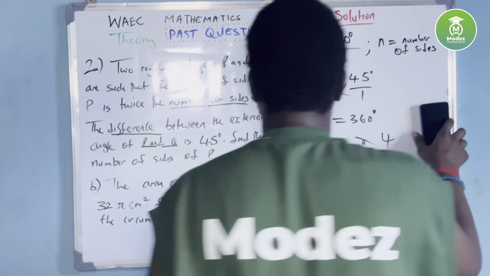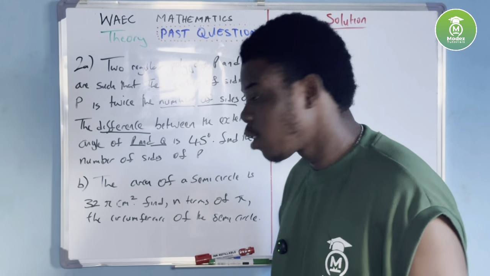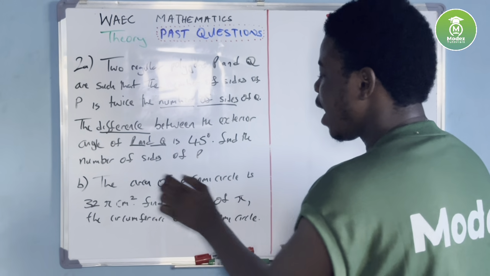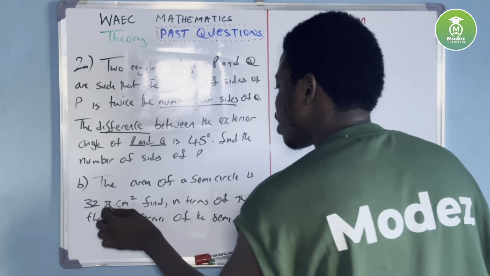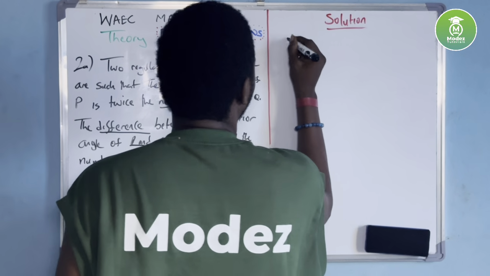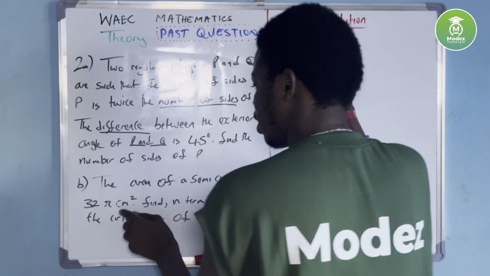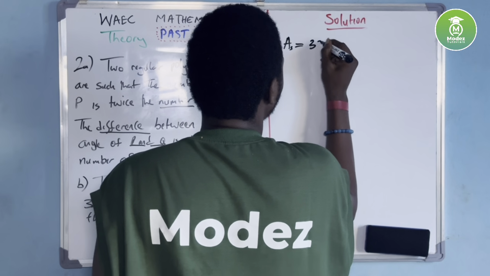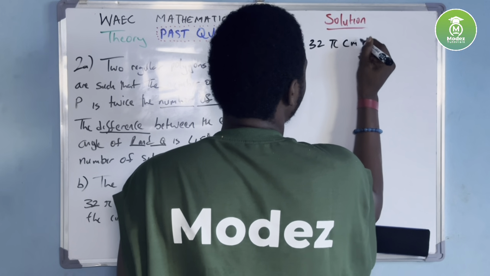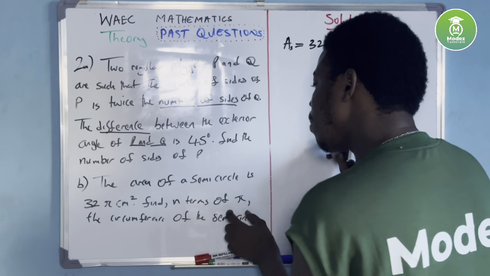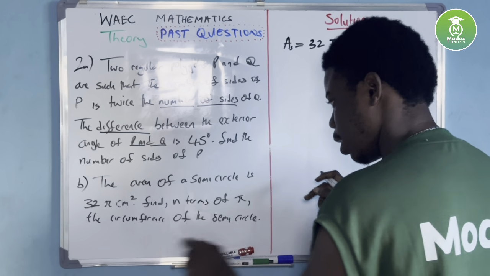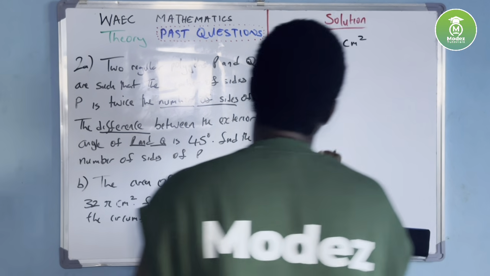Now let's move to part B. Question 2b. The area of a semicircle is 32 pi centimeter square. Let me use AS for the area of the semicircle: 32 pi centimeter square. Find, in terms of pi, the circumference of the semicircle.